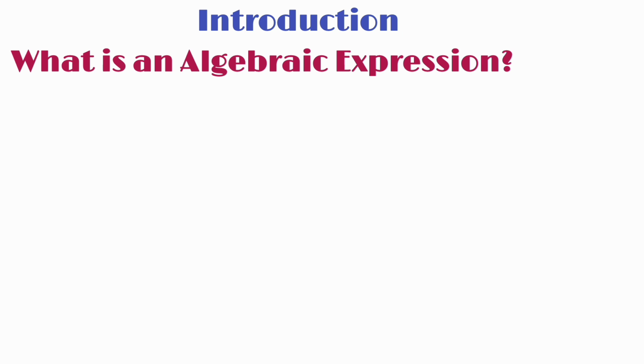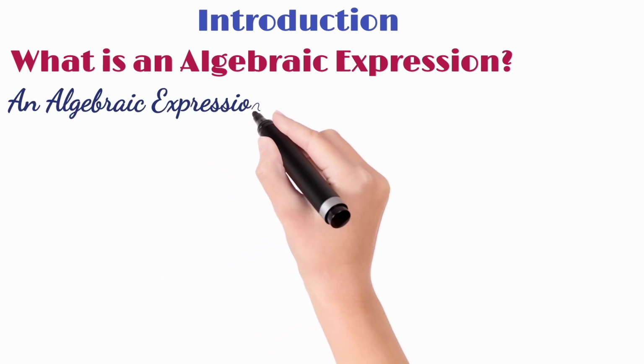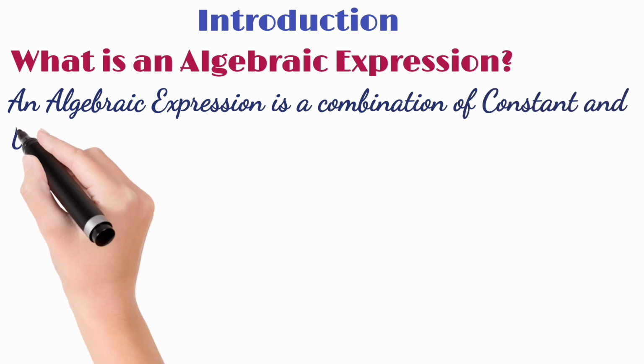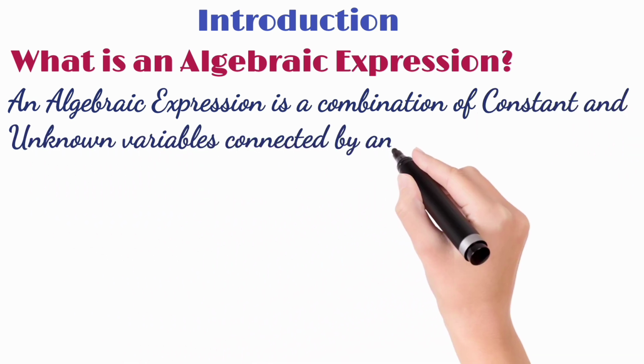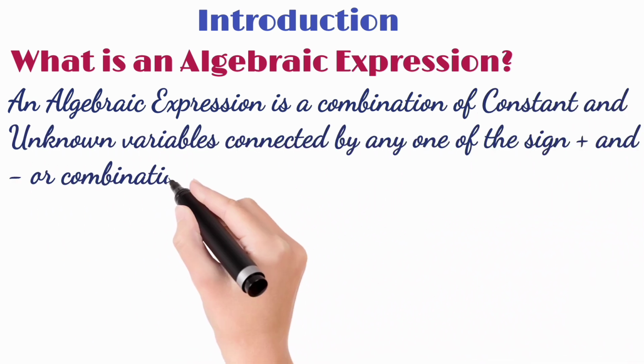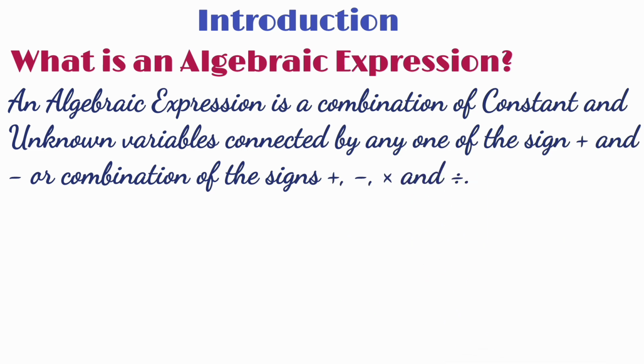Children, first I would like to tell you what an algebraic expression is. This concept should be clear, so listen properly. An algebraic expression is a combination of constants, meaning numbers, and variables, meaning the letters, connected with any sign. It may be plus, minus, multiplication, division, or a combination of all these signs.